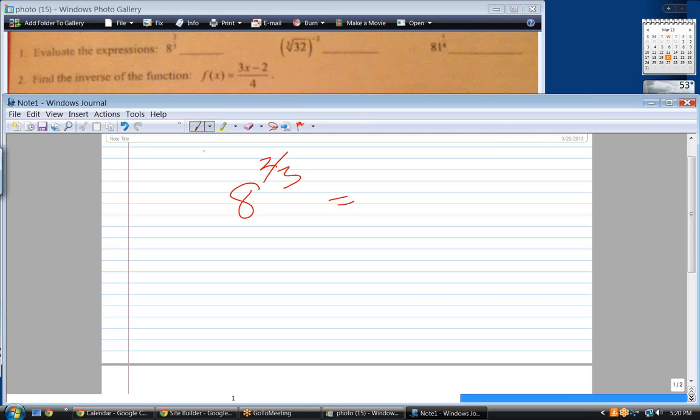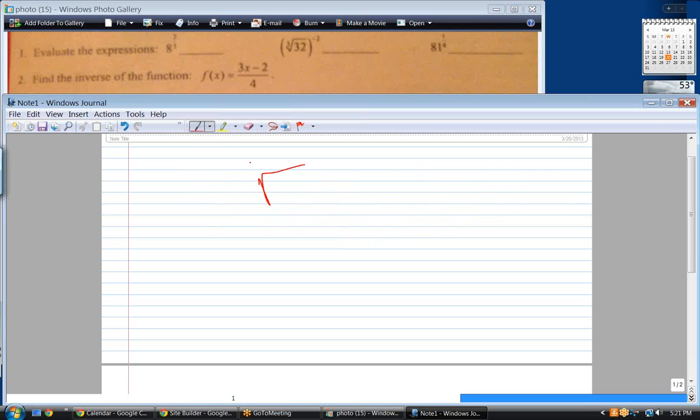8 to the 2/3. It just means the cube root. No, it means the cube root of 8 squared. The numerator acts as the same thing as if you said 8 squared, and the denominator acts as the root. Now, usually when you do these, you want to do the root first. So what's the cube root of 8? 2. So it's the same as 2 squared, or 4. Okay.